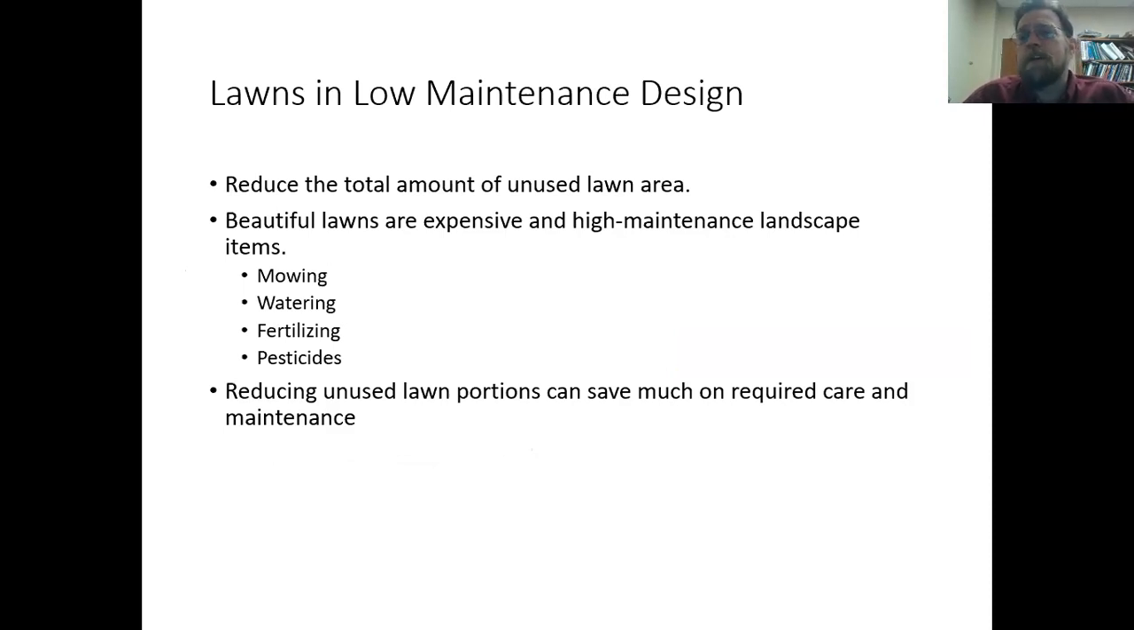One of the higher maintenance parts of our landscape is probably lawns, grass. Lawns are great. People do enjoy them, but they do tend to be kind of expensive and kind of high maintenance. You've got to mow them. Sometimes you do need to water them, fertilize them, use pesticides on them. So if we can reduce the amount of lawn space, we can reduce a lot of the work that we need to do in the landscape.